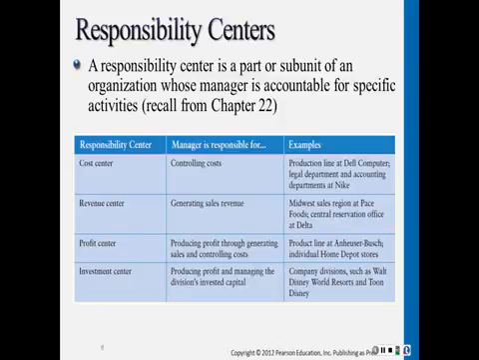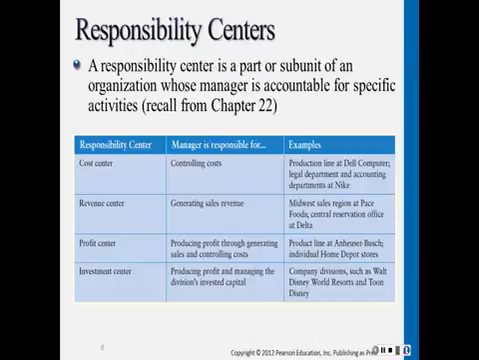Decentralized companies delegate responsibility for specific decisions to each subunit, creating responsibility centers. Recall from Chapter 22 that a responsibility center is a part or a subunit of an organization whose manager is accountable for specific activities. Exhibit 24-1 reviews the four most common types of responsibility centers. There's a cost center. The manager is responsible for controlling cost. Examples are the production line at Dell Computer, and the legal and accounting departments at Nike.